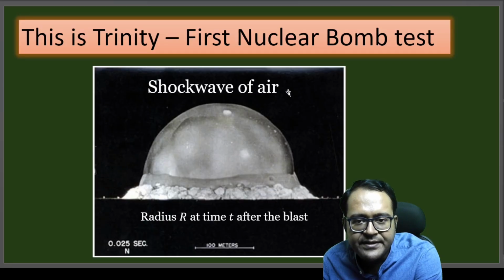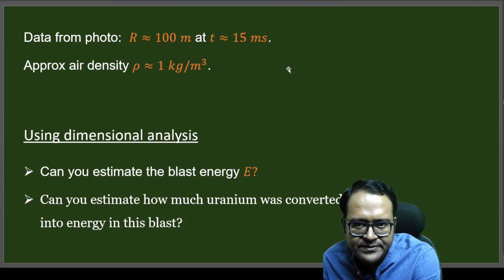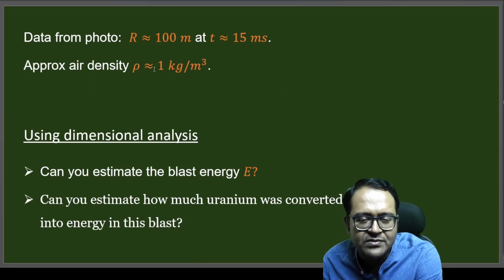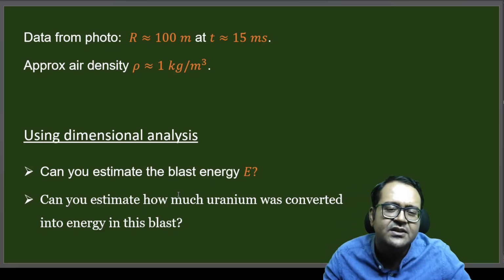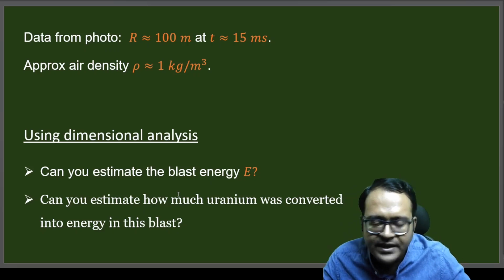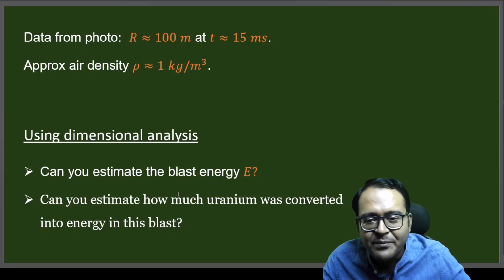And the burning air density approximately is, let's say, 1 kg per meter cube. This is atmospheric data. You don't need to have access to any detail. So this picture you have, this data you have. You can use 200 meter and 25 millisecond, no issues. Just using this data, can you estimate the blast energy? How much energy was produced in that blast? Can you? Let's think. And if you estimate energy, can you estimate how much uranium was converted into energy in this blast?